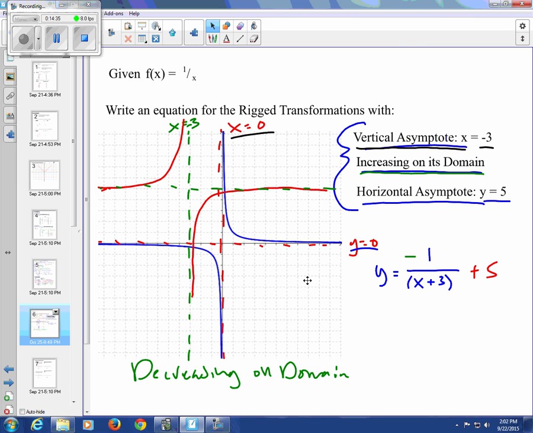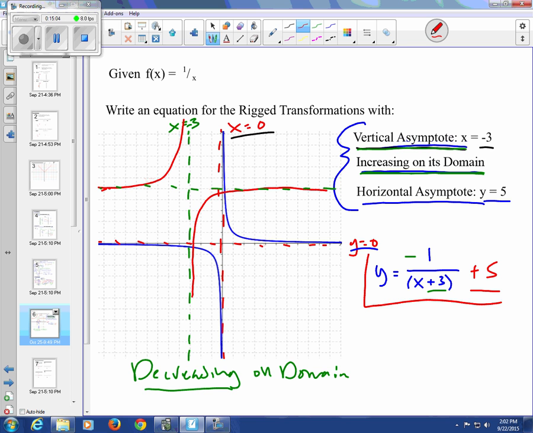So right here we first moved a vertical asymptote horizontally to negative 3 by adding 3, right? We next flipped our graph, changing it from decreasing on its domain to increasing on its domain. We flipped it vertically by making the equation negative. And finally, we added 5 to the equation itself to move all of the y values of the equation up 5. And this right here would be the equation that would satisfy these criteria and be a transformation from our original function right there.